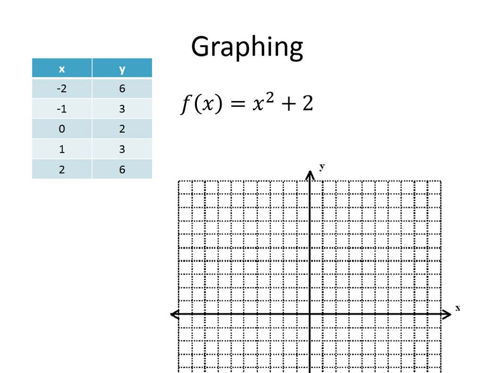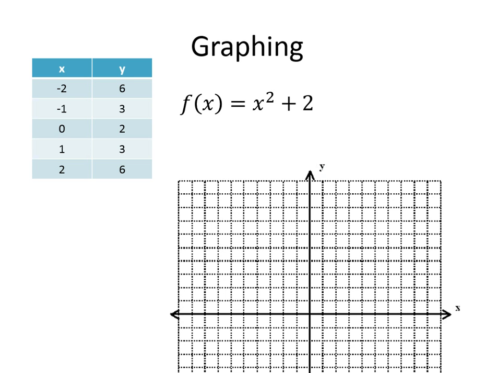When I plug in a negative 2, squared is 4, plus 2 is 6. When I plug in a negative 1, squared is 1, plus 2 is 3. When I plug in a 0, squared is 0, plus 2 is 2. 1 squared plus 2 is 3. 2 squared plus 2 is 6.